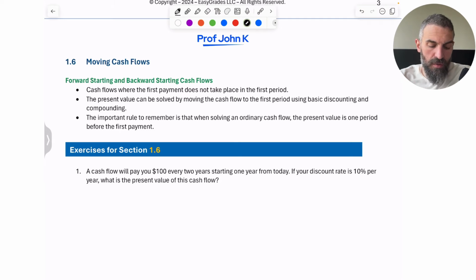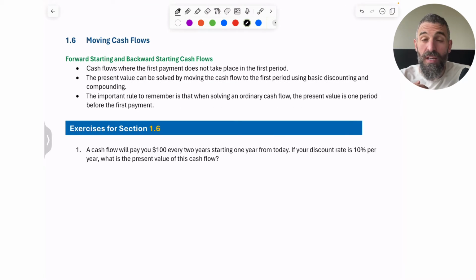Okay, so here we'll deal with moving cash flows. We say moving cash flows because you could change where your cash flow, like your annuity or your perpetuity, starts. It seems odd, right? But you can. And really, this is a situation where, in the context of the question, the first payment is not in the first period.